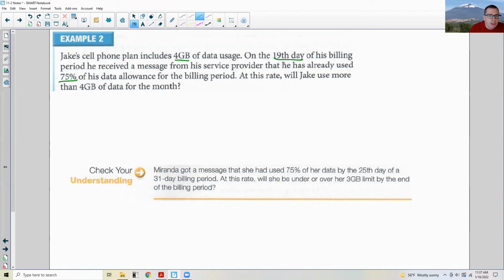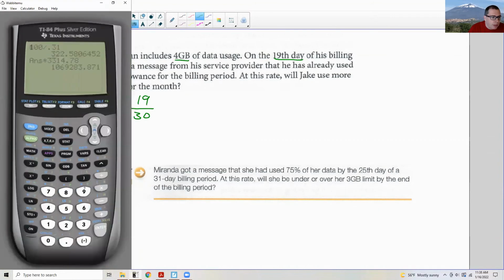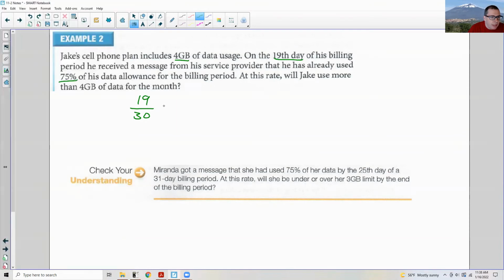So what you need to do is determine how much of the month has gone by where he's used 75% of his data. So we want to take 19 days, and let's assume that a billing cycle is 30 days. Most months are 30 days long. Some are 31, some are 28, but let's go with 30. So if I take 19 divided by 30, I will find a percentage. So 19 divided by 30 is 63%. And let's use an approximation, approximately 63%.